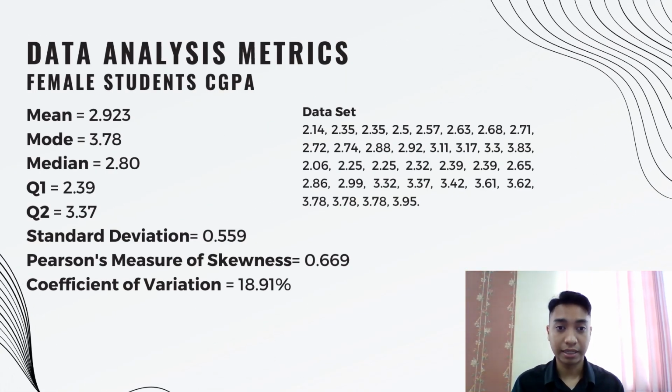The CGPA dataset for female students includes values ranging from 2.14 to 3.95. Key metrics calculated are mean CGPA 2.923, mode 3.78, median 2.80, standard deviation 0.559, and lastly, Pearson measure of skewness 0.996, which is shown as positive skewness. This indicates a likely positive skew, with most female students scoring in the mid to high CGPA range.